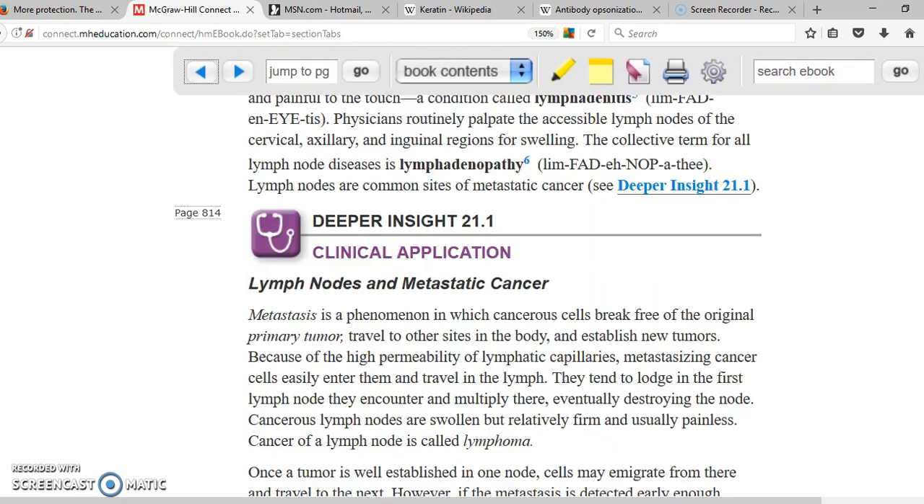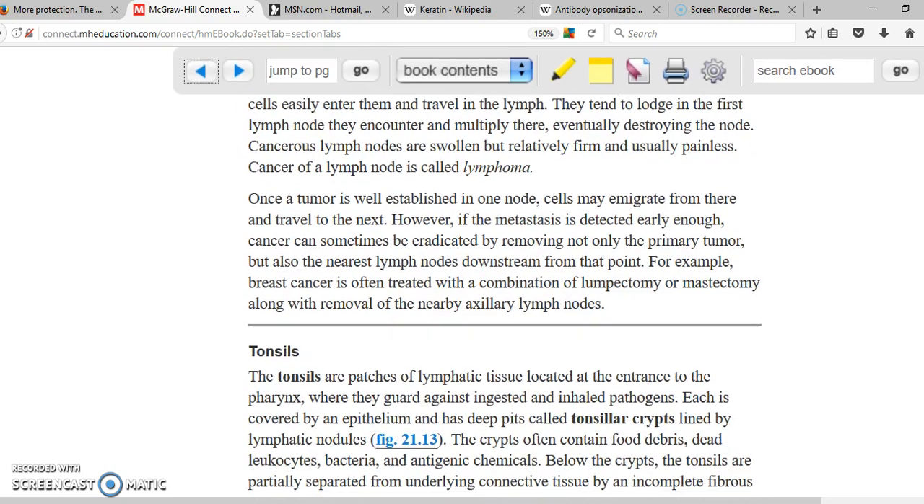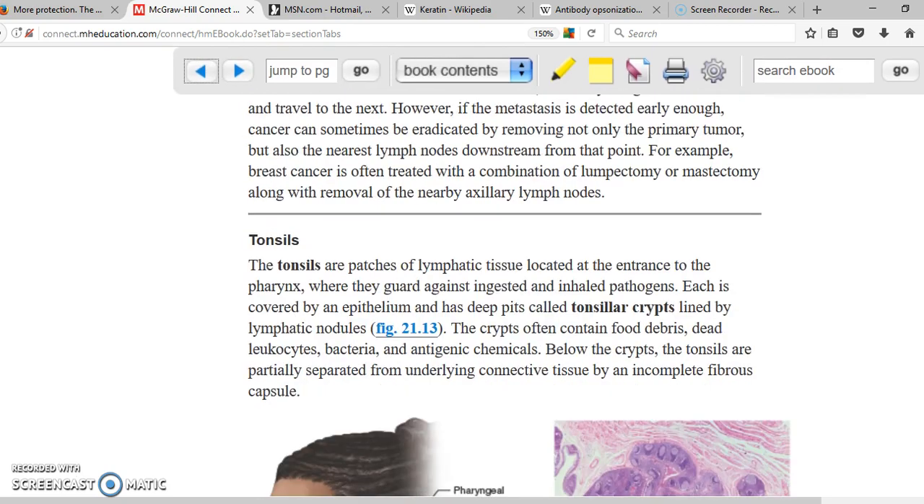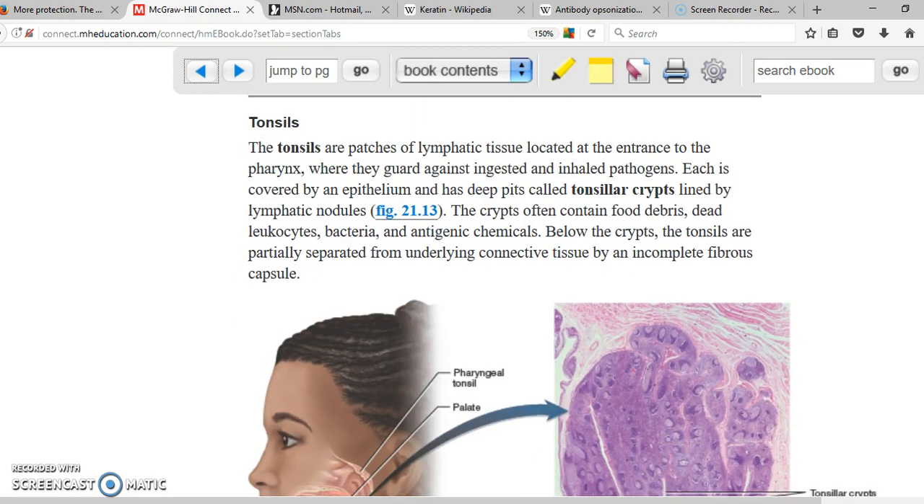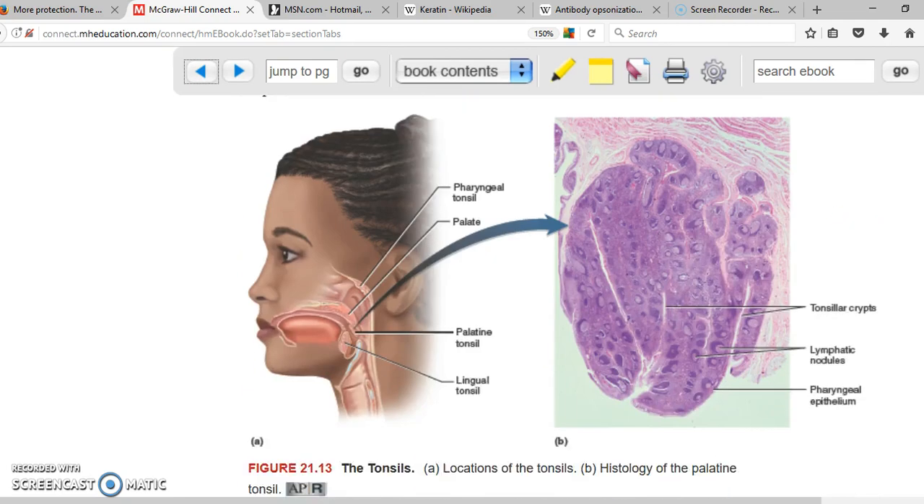Okay, so if we keep scrolling down, we have the tonsils. Okay, tonsils, again, they are located in your mouth, and they are basically groups of patches, as it says in here, of lymphatic tissue located at the entry of the pharynx. I think everybody knows where the location of the tonsils is going to be. Right.